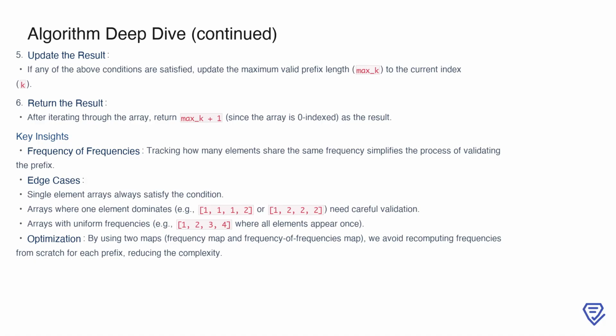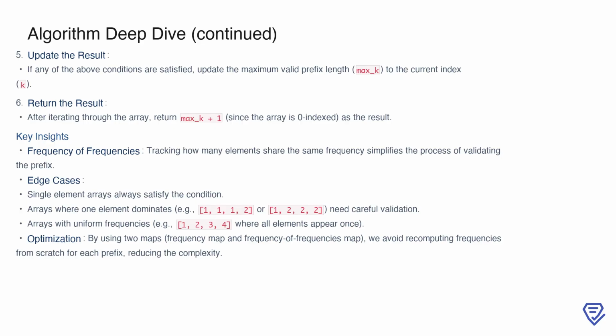Once we've updated the frequency maps and checked the conditions, the next step is to update the result. If any of the conditions are met, we adjust the maximum valid prefix length, denoted as max_k, to the current index. This ensures we always keep track of the longest valid prefix encountered so far. After processing all the elements in the array, the final result is max_k plus 1, since arrays are 0 indexed, and we need to adjust for the 1 base length.